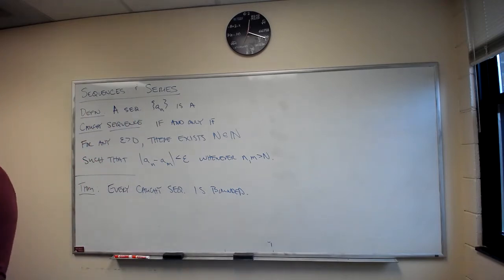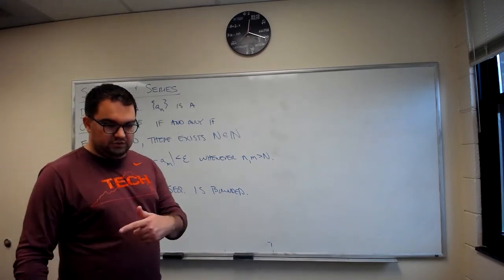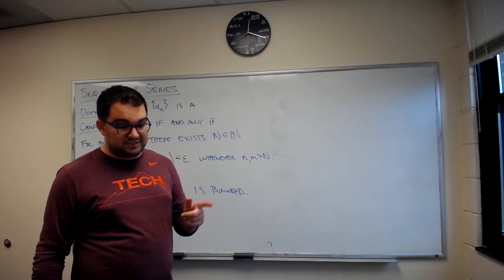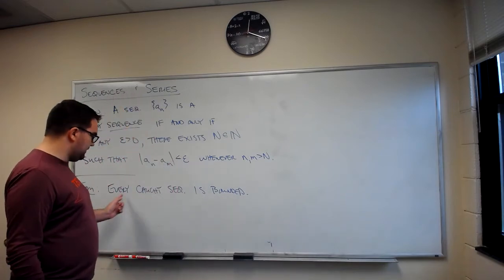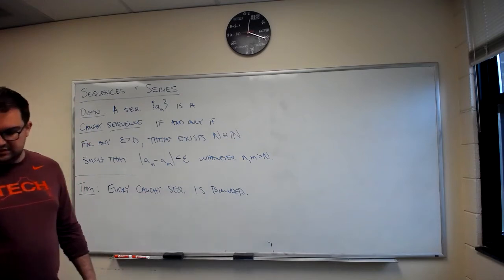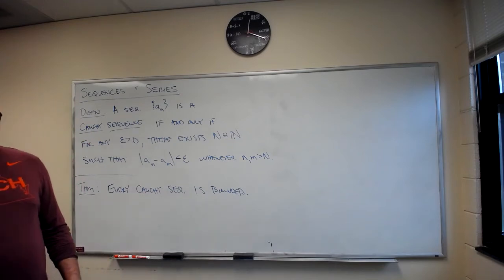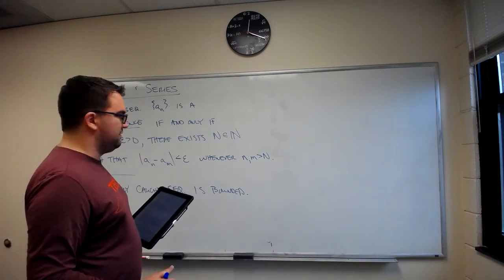Keep in mind that one of the results proved earlier in the book is that every convergent sequence is bounded. I would go take a look at that proof and see if you can adapt it for the setting we're in here, where we don't necessarily have a convergent sequence, but we just have a Cauchy sequence.